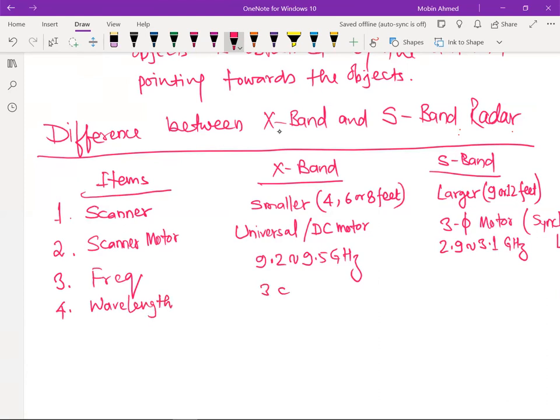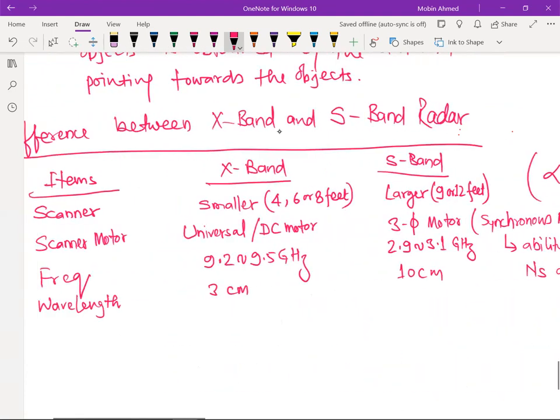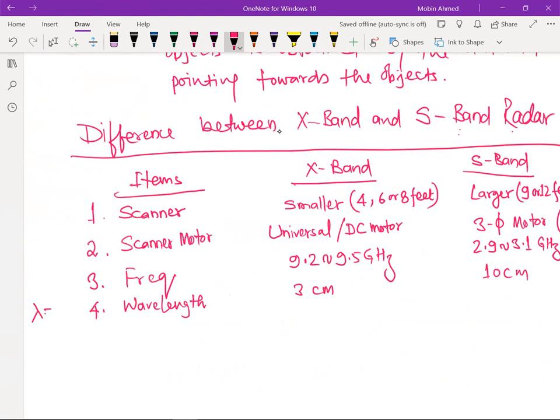Wavelength is 3 centimeter, and here it is going to be 10 centimeter. Again, the wavelength, I will write here only. The wavelength, that is lambda, is equal to C by F. C is the speed of EM waves, and F is the frequency. So this is the relation of lambda. Lambda is wavelength, F is frequency, C is the speed of EM wave, 3 into 10 to the power 8.